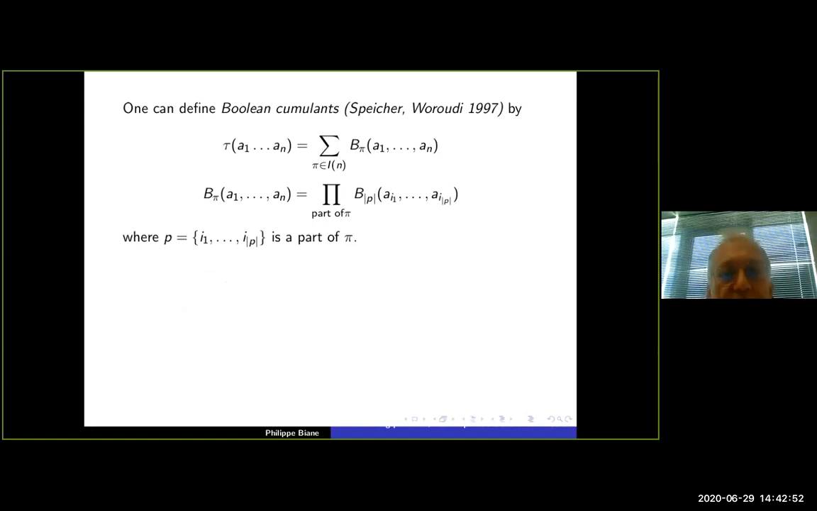So after Speicher introduced non-crossing cumulants, he had the idea of looking at the set of interval partitions, and he introduced Boolean cumulants with Vorudi in 1997 by a very similar formula. The formula is, again, an implicit formula, where tau of A1...AN is evaluated as the sum over all interval partitions of some cumulants, B pi.